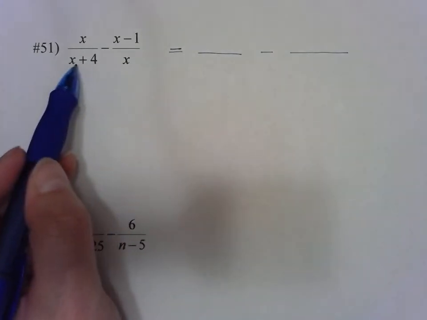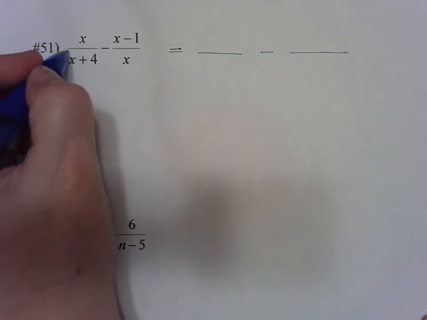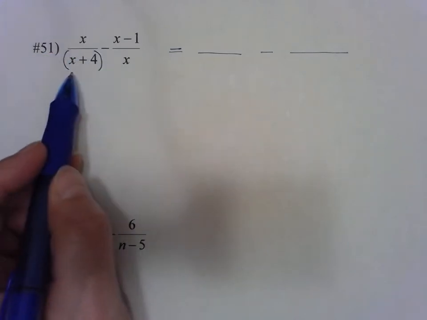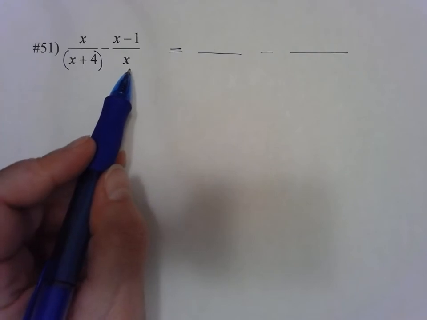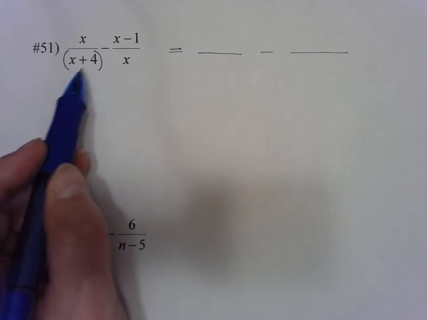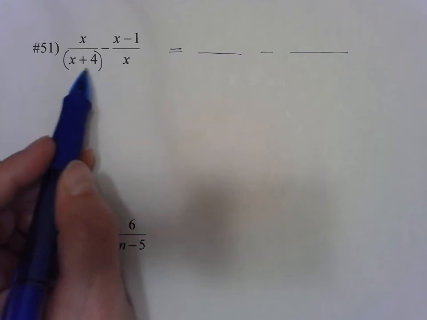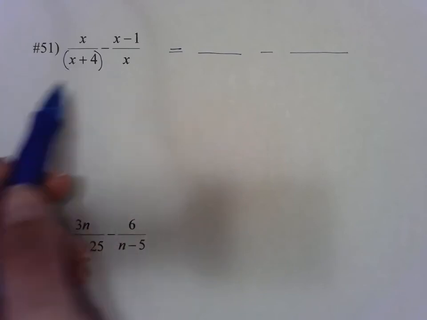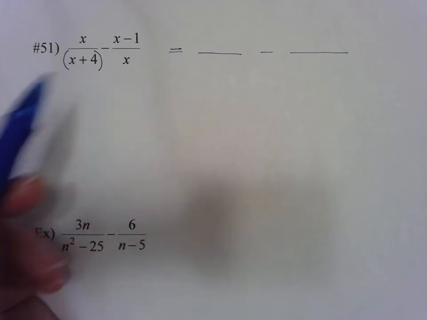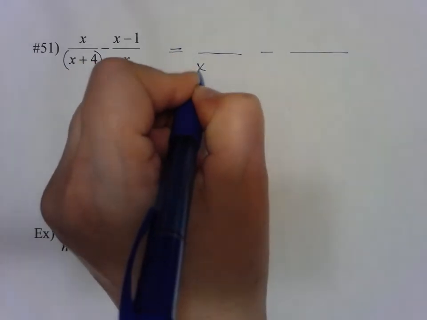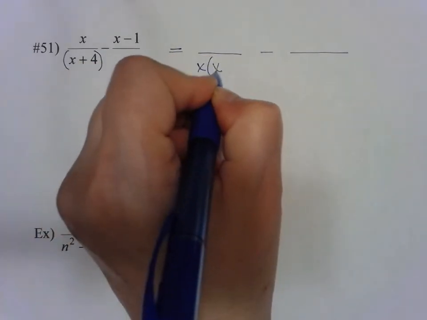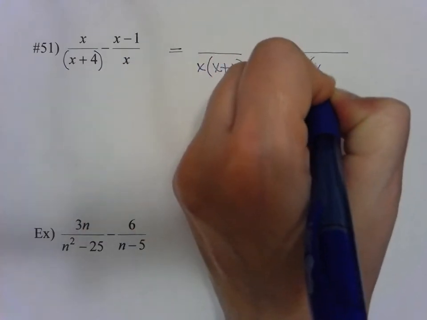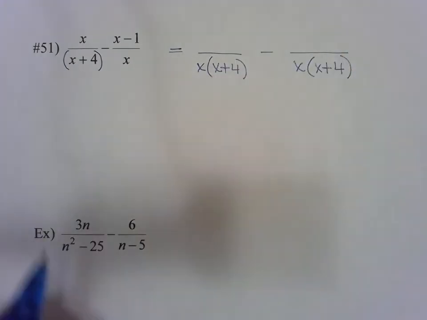Okay, so x and x plus 4, think of the x plus 4 like grouped together, right? These do not have a common factor. I know you can see the x in both, but the x is not a factor of this, right? Factor means multiplied. This is added. So since they don't have anything in common, the only choice we have is to multiply them together and use that as our common denominator.